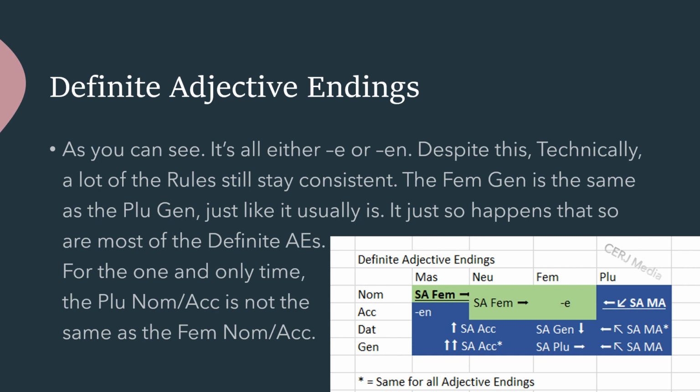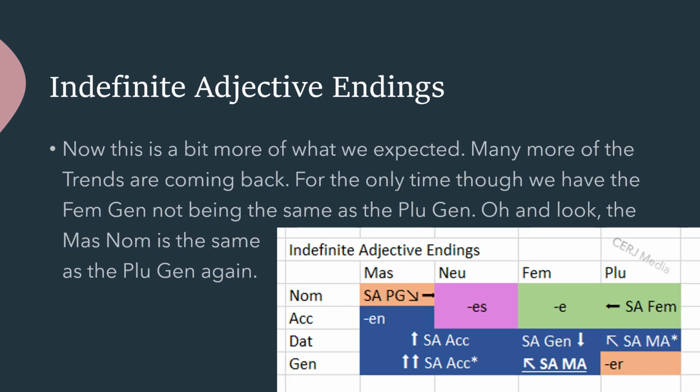It is der, er, deren for the relative pronoun, and this is the one and only instance where the feminine genitive is not the same as the plural genitive. The plural genitive is er, but the feminine genitive is just en. I don't know why I say just en, but it is en.